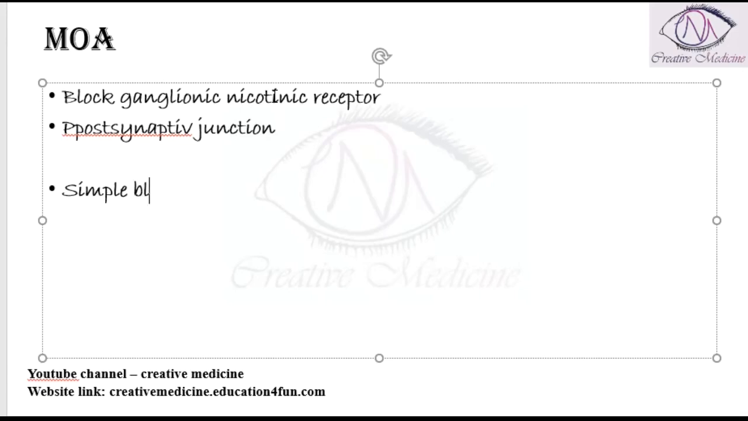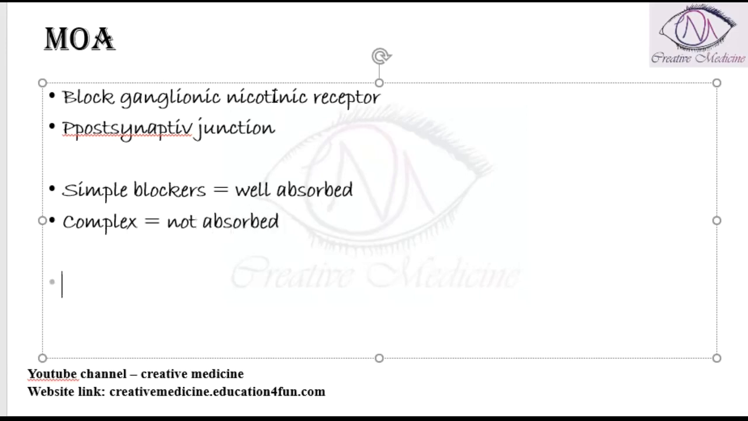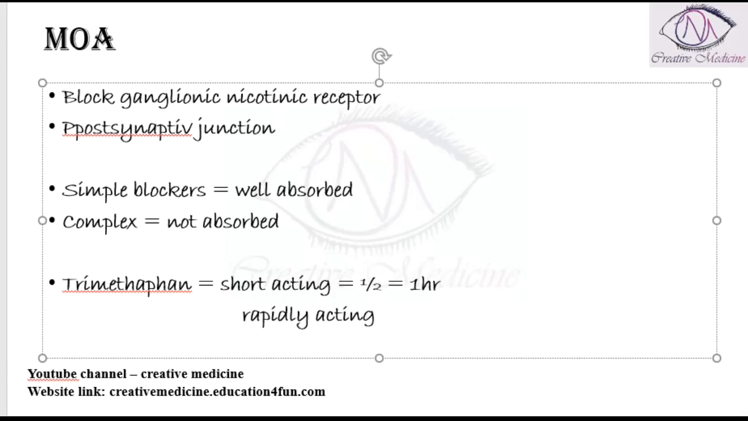If you see the simple blockers or competitive blockers, they include trimethaphan, hexamethonium, and mecamylamine. These simple blockers are well absorbed, whereas the complex blockers are not absorbed well because they are quaternary amines. Then we have trimethaphan, which is shorter acting. Its half life is around 1 hour, and it is not just short acting, it is also a rapidly acting drug.